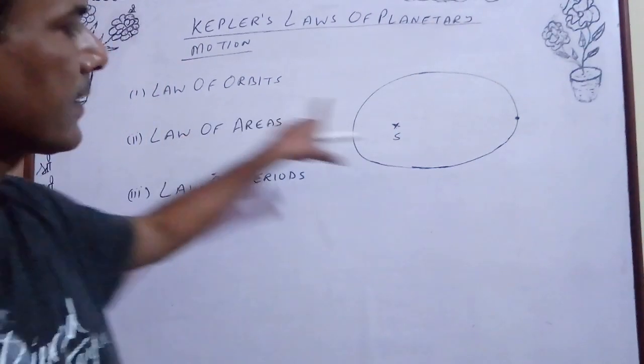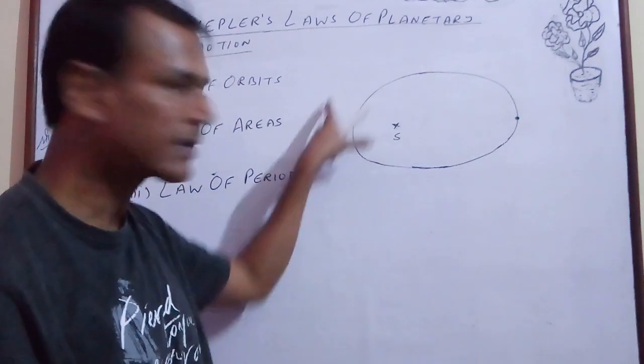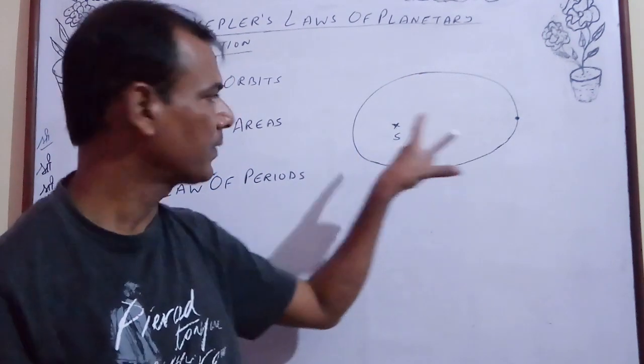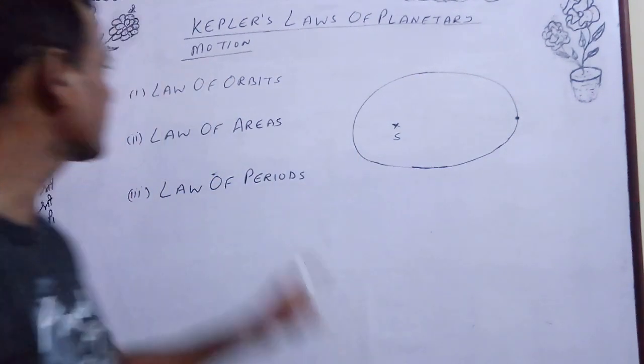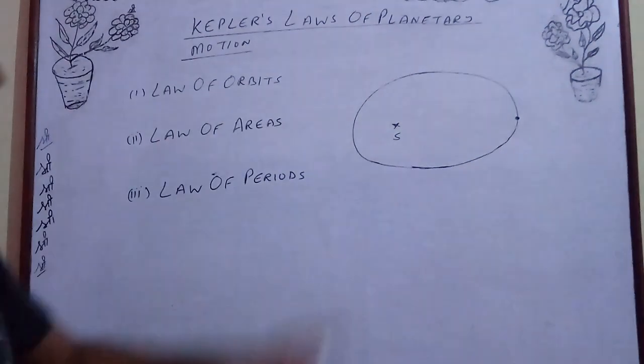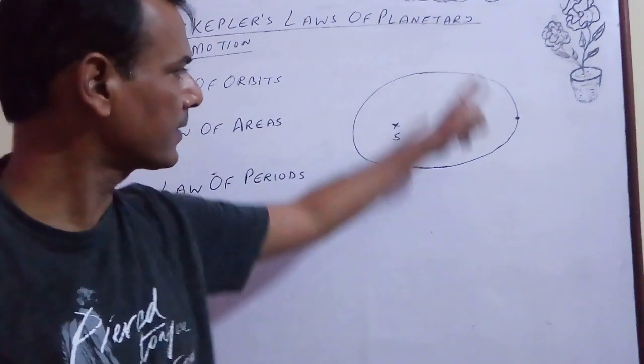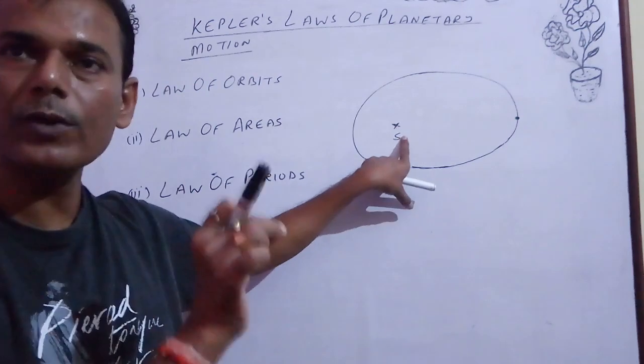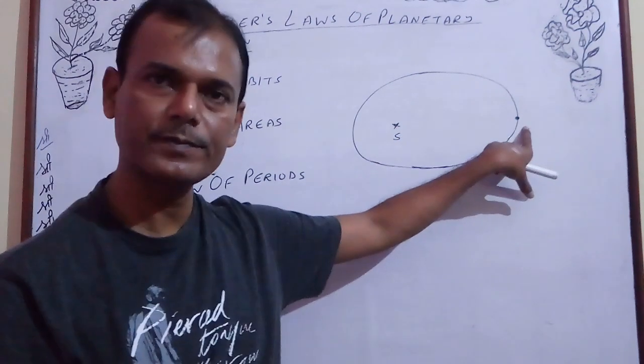The law of orbits states that each planet revolves around the sun in an elliptical orbit with the sun at one of its foci. So this is your law of orbits. This is the elliptical path, and the sun is at one of the foci of the ellipse, and this is any planet I have drawn.